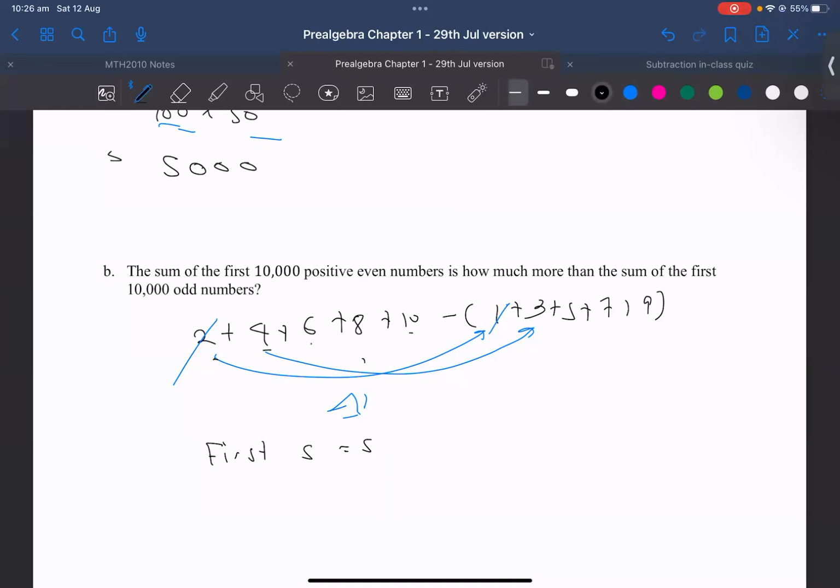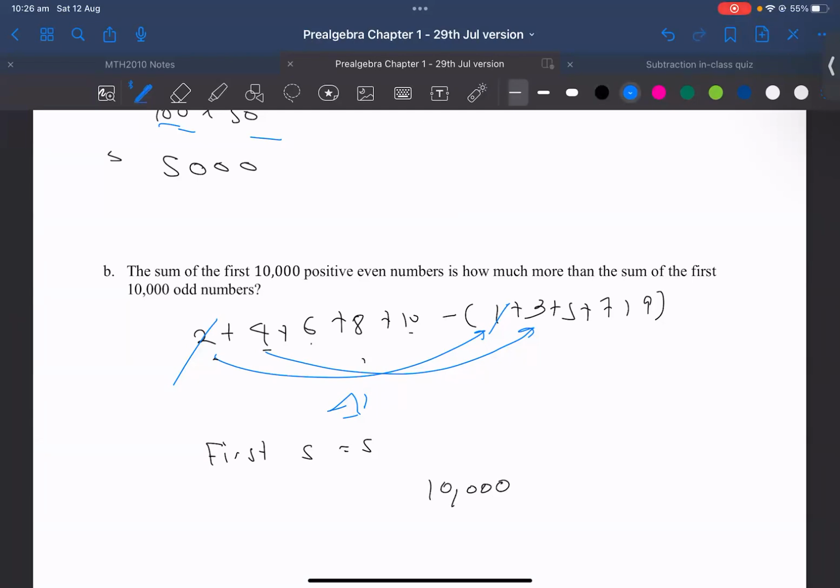Always, each even number is 1 more than the odd number. The 6th even number is going to be 1 more than the 6th odd number. The 7th even number is going to be 1 more than the 7th odd number. The difference is always going to stay 1. Each time you add an even number and subtract the odd number, you only keep adding 1. So with the first 5 evens minus the first 5 odds, it's 5. With 10,000, the difference keeps increasing by 1 each time, and it's going to come to 10,000.